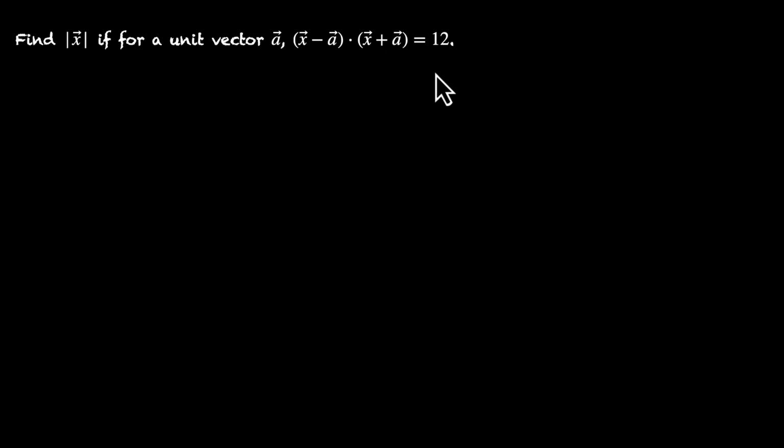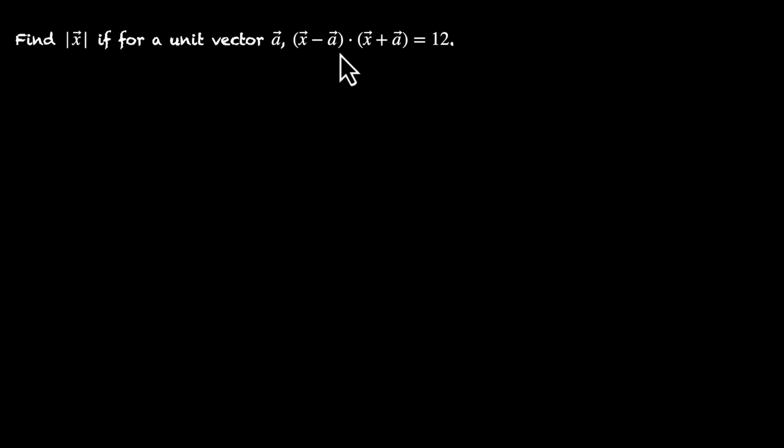So what we need to do is find the mod of x vector, the magnitude of x vector. We're given that a vector is a unit vector and we're given that this dot product is equal to 12. Now pause the video, try this on your own. Okay, so let's start with what we know.